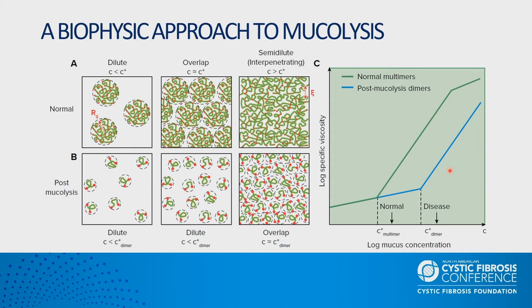However, this is the rationale for cutting mucus with mucolytics. However, we don't really know what happens in this phase of the curve, when normal mucus, which is probably in areas of the lungs that are not affected by disease, gets chopped up. Would that mucus still work? We don't know. Thus, we need a model.